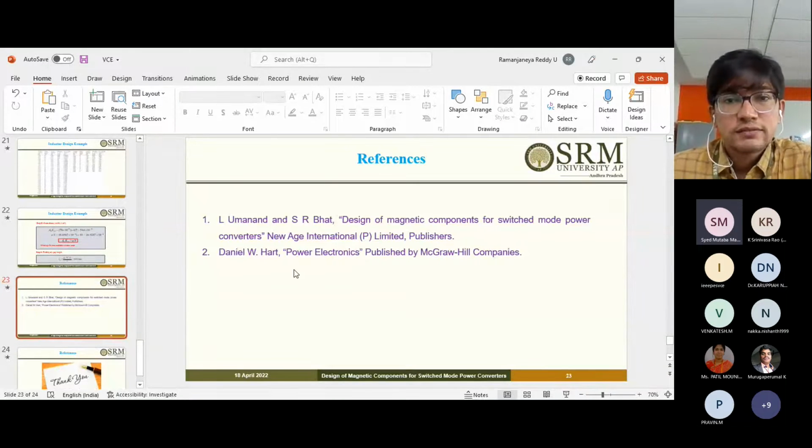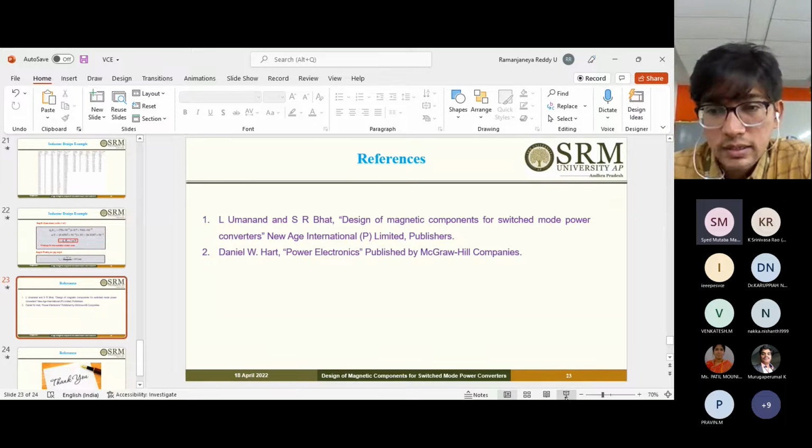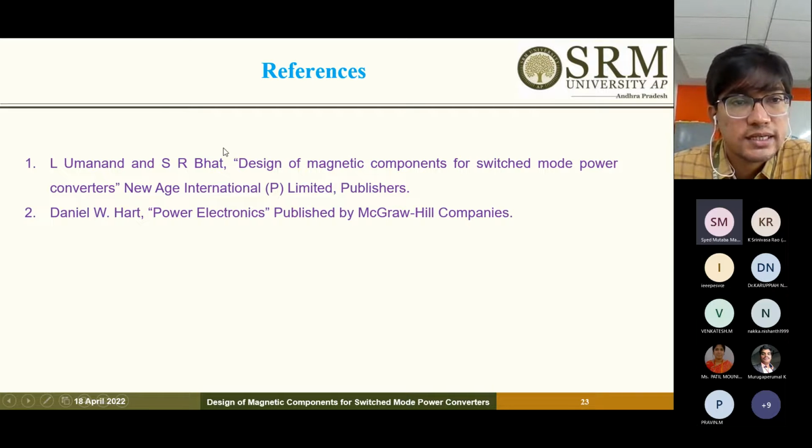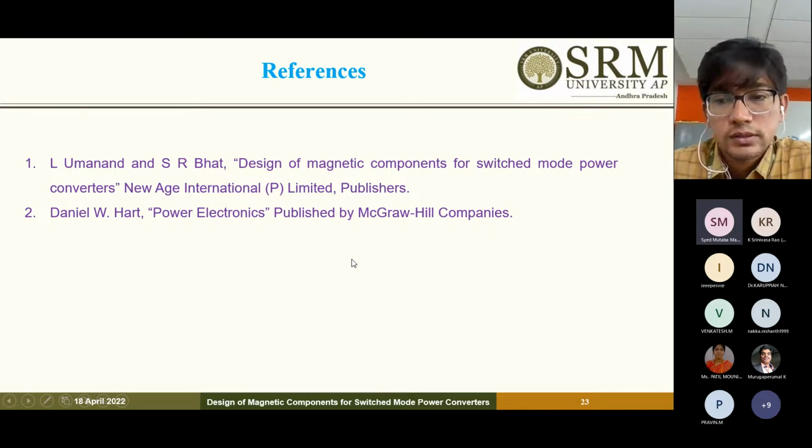These are the references which I have used to make the presentation: Design of Magnetic Components for Switch Mode Power Converters, which is one of the standard books, especially for inductor design and also transformer design, and also Daniel W. Hart's power electronics textbook.